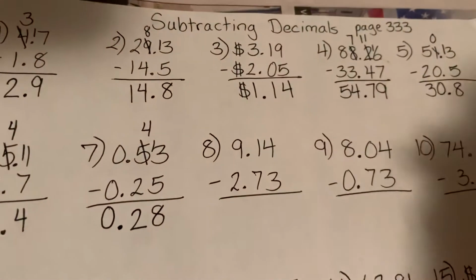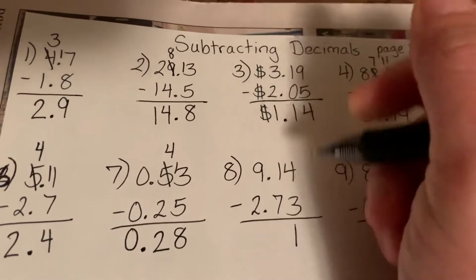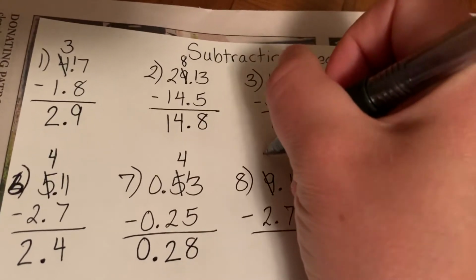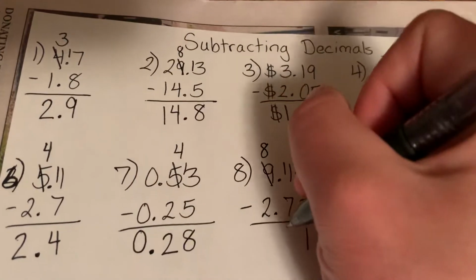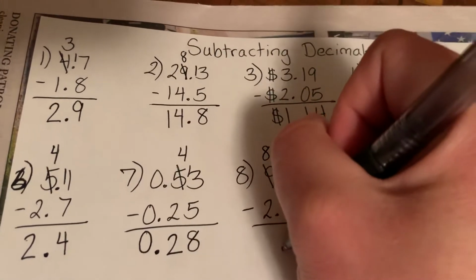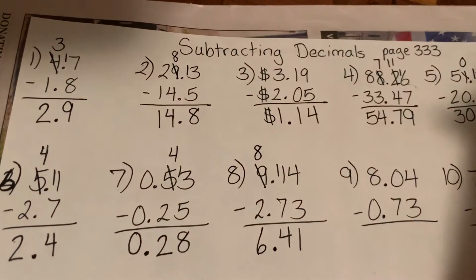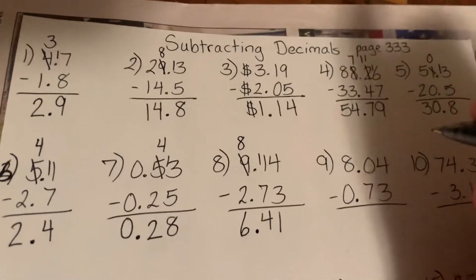Number 8, 9.4 minus 2.73. 4 minus 3 is 1. 1 cannot take away 7, so borrow. Make this 8. This becomes 11. 11 minus 7 is 4. Bring down the decimal. 8 minus 2 is 6. The answer is 6.41 or 6 41/100.